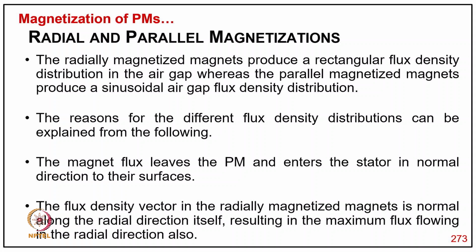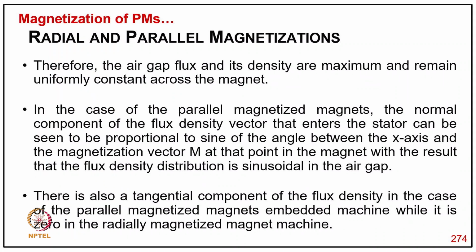The reason for this flux distribution can be explained as follows. The magnet flux leaves the magnet and enters the stator in the direction normal to its surface. So for radially magnetized magnets, the flux density vector is normal along the radial direction itself, resulting in magnetic flux density flowing in the radial direction also. Therefore the air gap flux density is maximum and remains uniform and constant across the magnet.